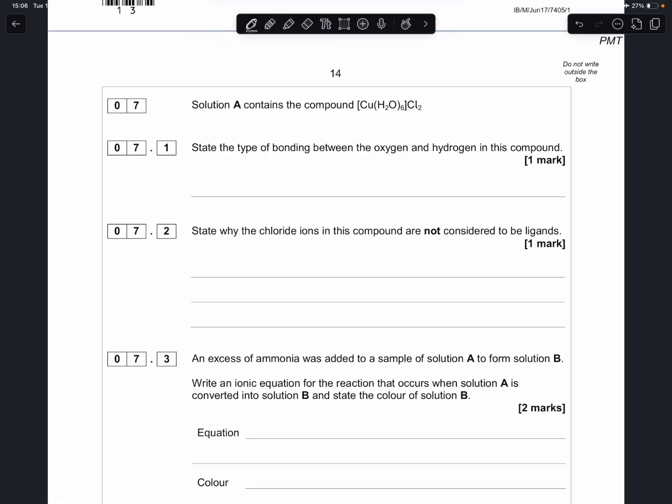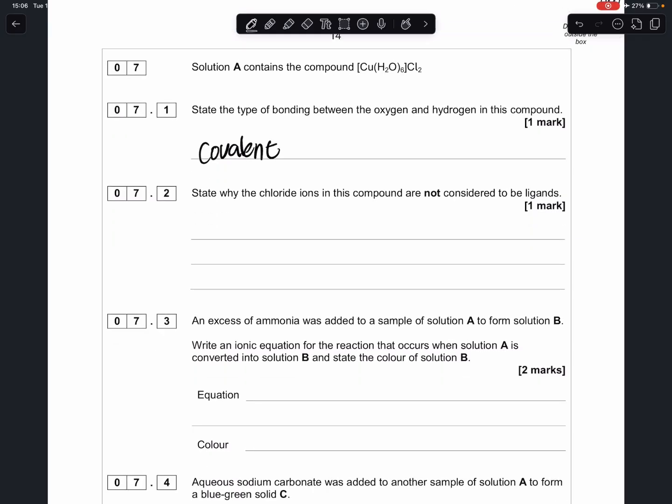So there you go. Solution A contains the compound. State the type of bonding between oxygen and hydrogen in this compound. So the bonding between oxygen and hydrogen is right here, and that is in the ligand, not the coordinate bond, that's in the ligand, so therefore it's just a covalent bond.